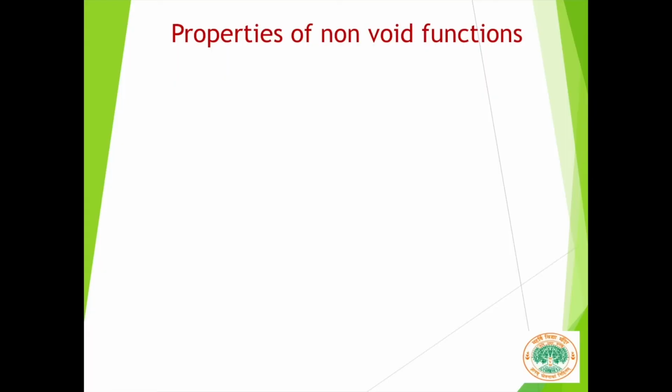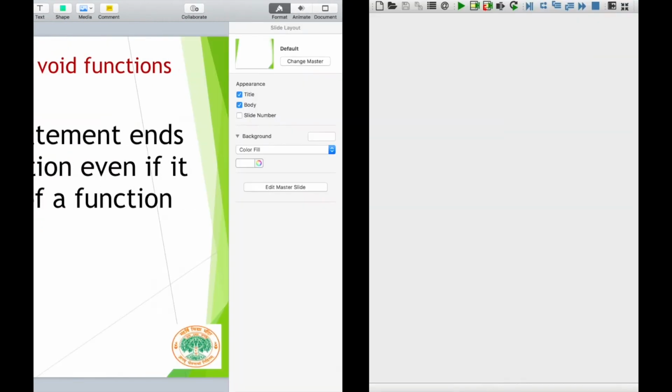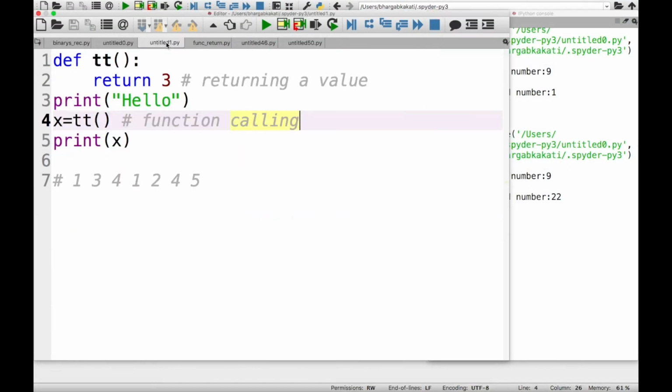Let's go to the second property of non-void function. What is the second property? The return statement ends a function execution even if it is in the middle of a function. So it's not mandatory that the return statement should be at the end of the function definition. You can put the return statement at the middle of the function definition also. Let's go and see it with the help of an example.